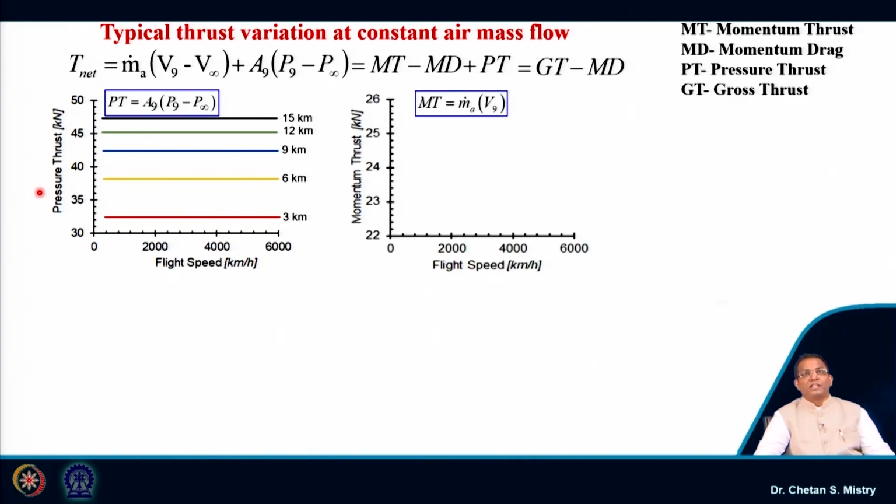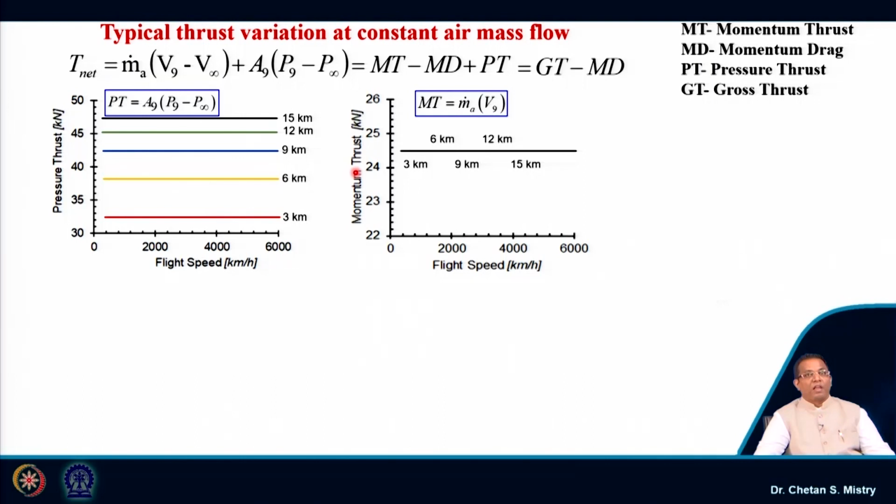Now, let us try to analyze the next term, that is my momentum thrust. This momentum thrust is represented as m dot into V9, where m dot we are assuming to be constant and V9 is my exhaust velocity. There is no straight relation with my flight speed. So, if we consider that as a configuration, my momentum thrust at different altitudes remains constant. So, we are not having the variation of my momentum thrust with the variation of my flight speed.